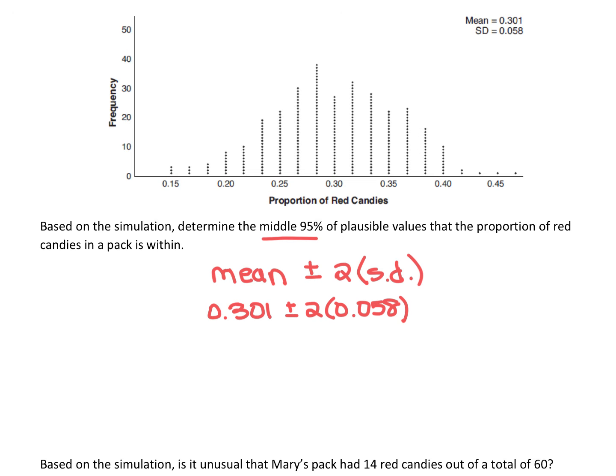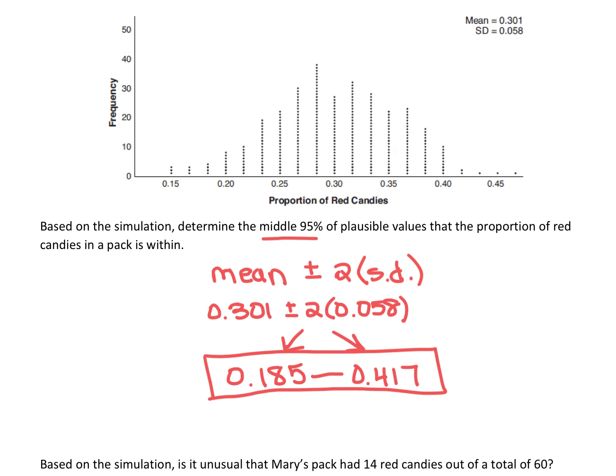Okay, so now if I take the mean and I first subtract off 2 times this number. Right, so if I take the mean and subtract off 2 standard deviations, that's going to give me 0.185. Okay, now I'm going to take the mean and I'm going to add on 2 times this number. I'm going to do that, I get, actually I'll put a 0 in front of that, 0.417. Okay, so I want to put this through, right? I want to make it an interval. So this right here is the interval that represents the 95% confidence interval, or the middle 95% of values.